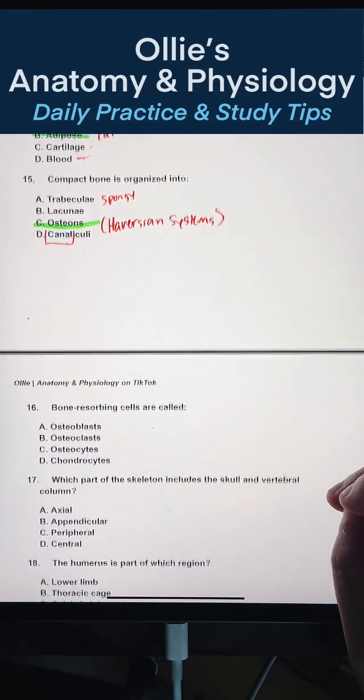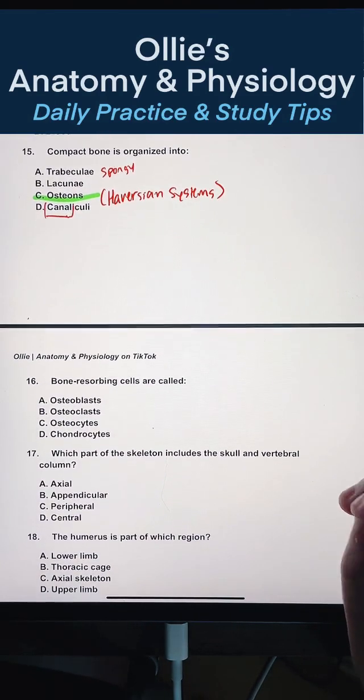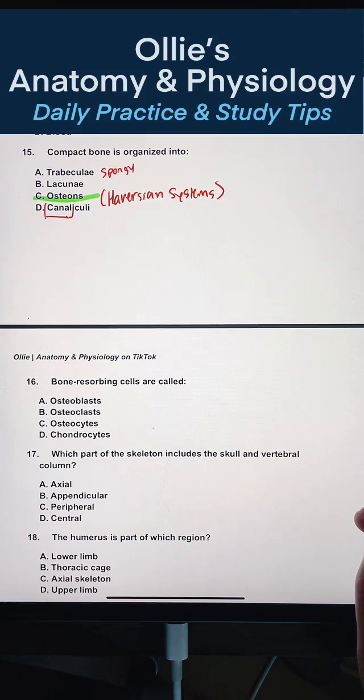Number 16, bone reabsorbing cells are called what? A, B, C, or D? We're moving on to the next page now.